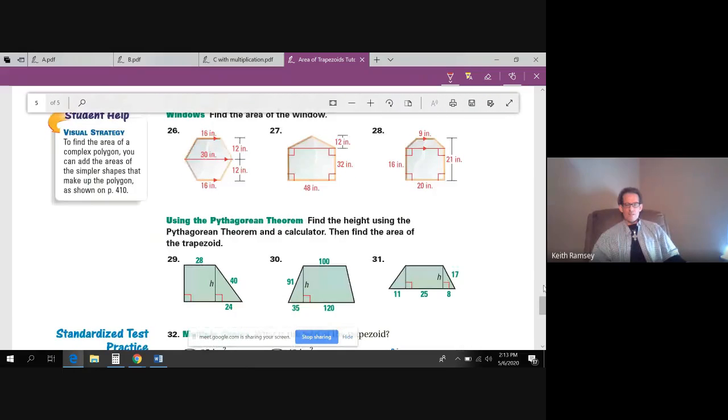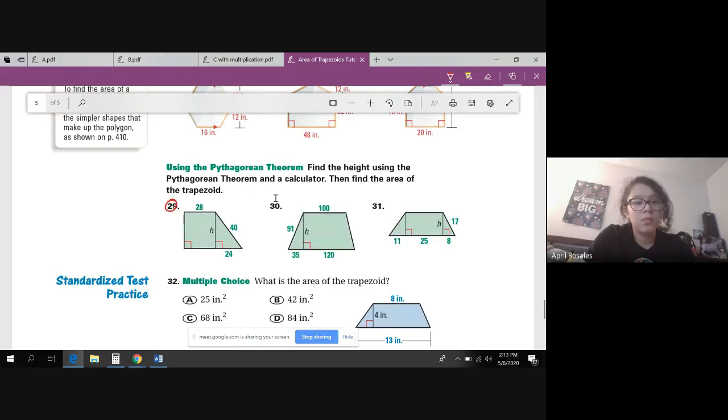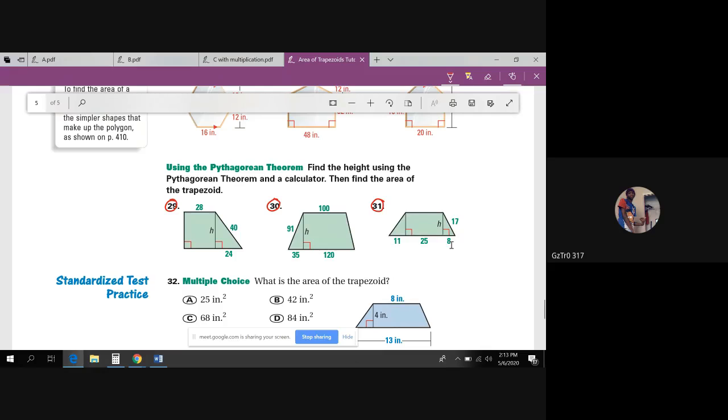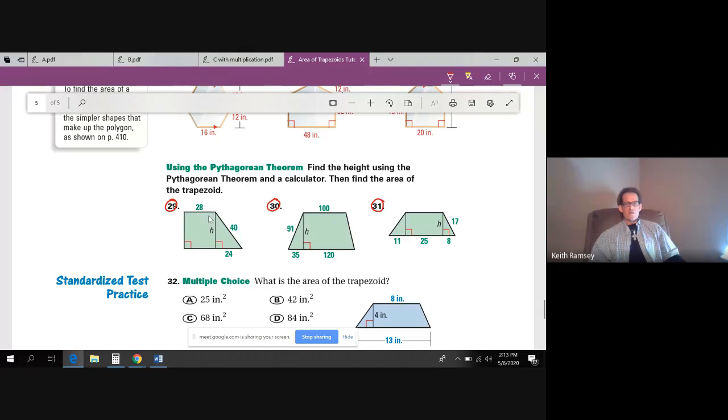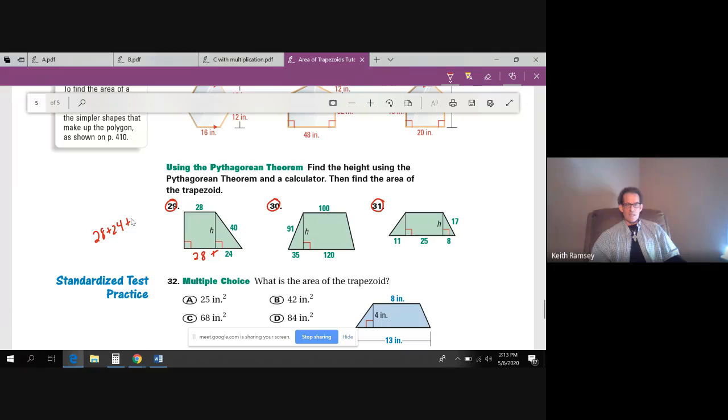If you look down here, they have some composite shapes that are interesting. I want to look down here at number 29, 30, and 31. This is interesting because you have to combine some of the bottom measurements to figure out what's missing. So on number 29, you can see they give you the top is 28. So that means that this portion from here to here is 28. But to solve the entire base, you'd have to add 28 plus 24. So this algorithm would look like this: 28 plus 24 plus the height is another 28 times the height.